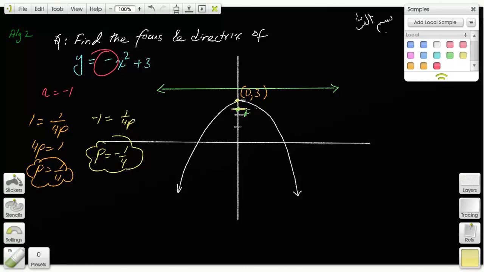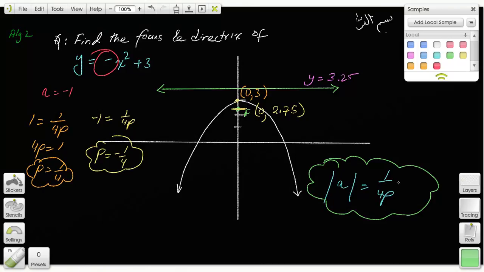So the focus is going to be over here. X is still going to be 0, and it's going to be 2.75. 3 minus a quarter, you have $3, and take away a quarter, you get $2.75, so to speak, right? And the directrix, therefore, is going to be a quarter up from this. So that's going to be y equals 3.25. So that's how easy it is. I think the best thing to do is to remember that the absolute value of A is equal to 1 over 4p, and that becomes quite easy therefore to find the focus and directrix.